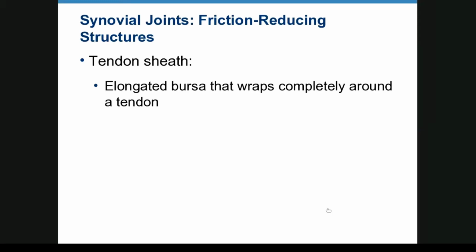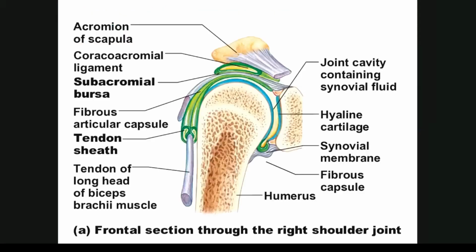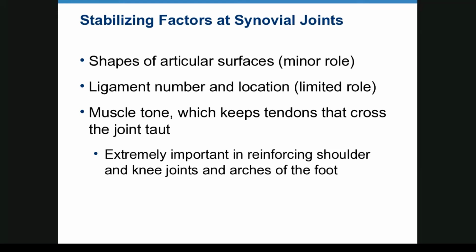A tendon sheath is much like a bursa, but it wraps completely around a tendon. Now, this is the tendon of the long head of the biceps brachii. They show it in green here. They show it going just a little ways, but it actually would go as long as the tendon went. It wraps around this tendon, protects it, lets it move and slip nicely, so you get a good movement.